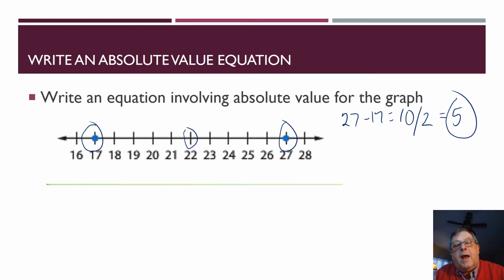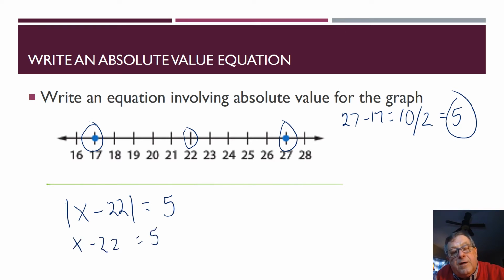And I can write an absolute value equation based on this information as such. I can say here that we've got absolute value of x minus 22 equals 5. Let's set up the two cases and see what happens when we do that. See if this equation is actually going to work with our graph. So I've got x minus 22 equals 5. And then, of course, my second case is x minus 22 equals negative 5.